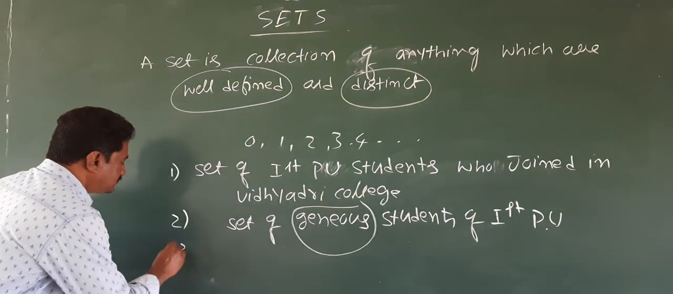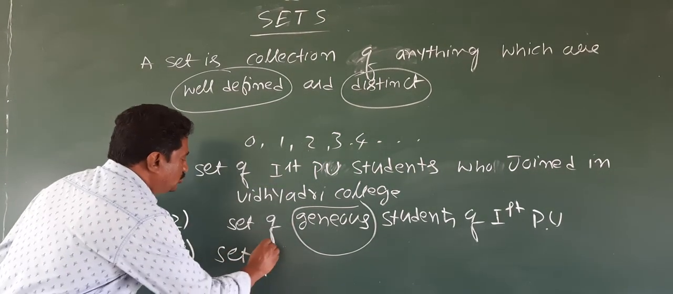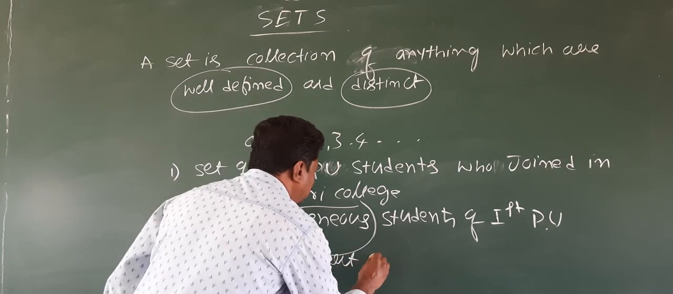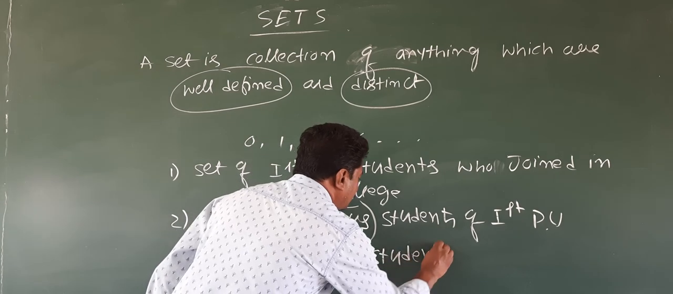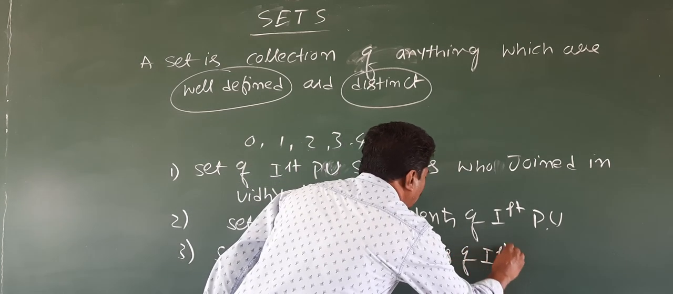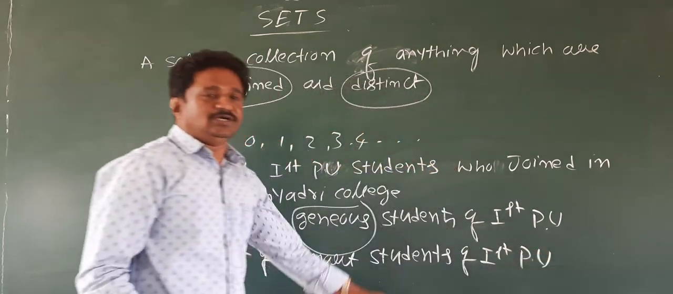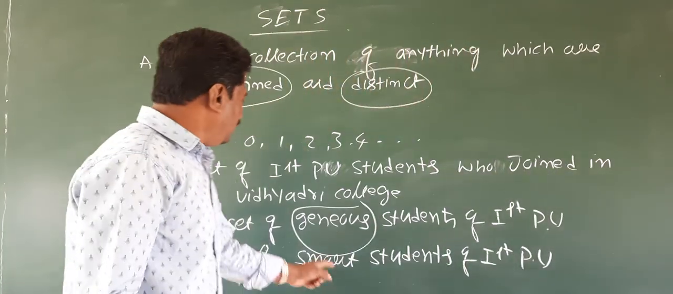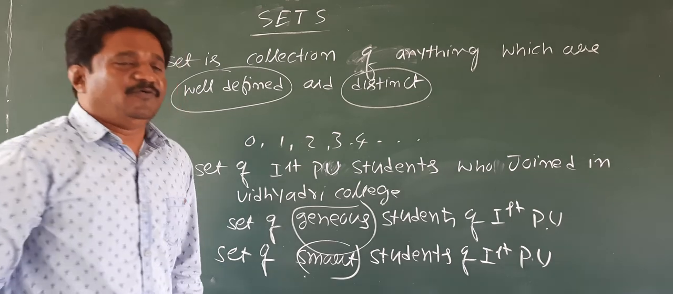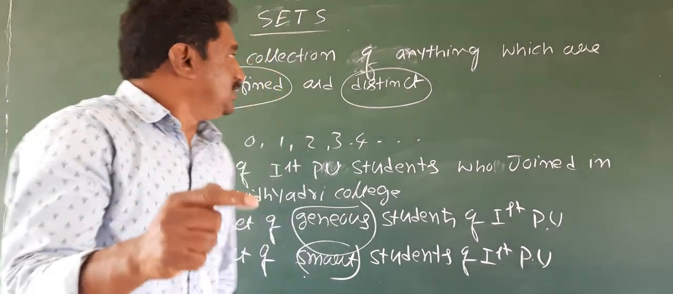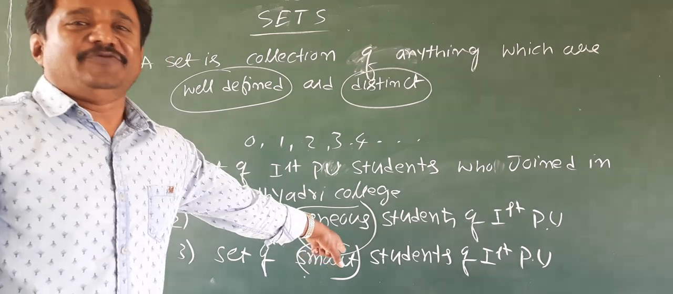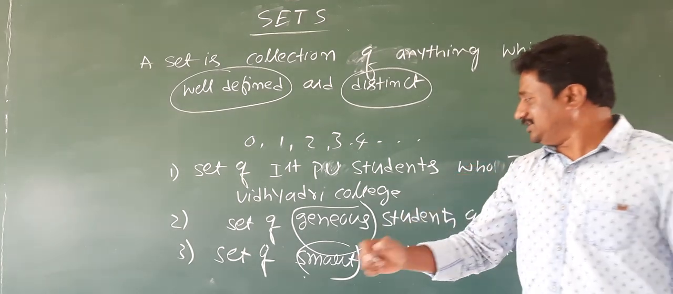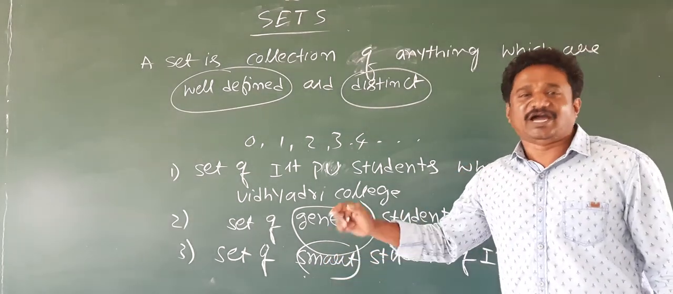One more example. Set of smart students of first PU. Is it a set, students? No. Because the word smart is not well defined. It cannot be defined. Smart means in what sense is the word smart talked about.